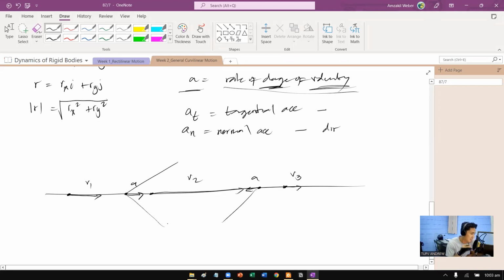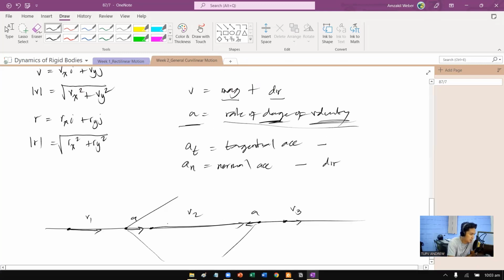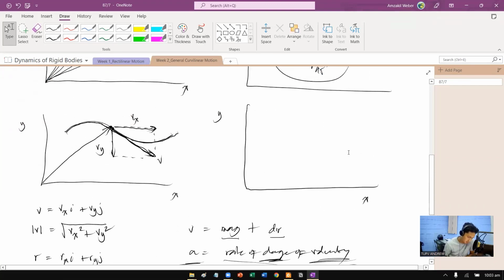Because if it stops, it means the moving object has changed direction. Here only the magnitude is changed, but the direction is maintained. Look here, this is the path, this is the velocity. It is always tangent. This is velocity.